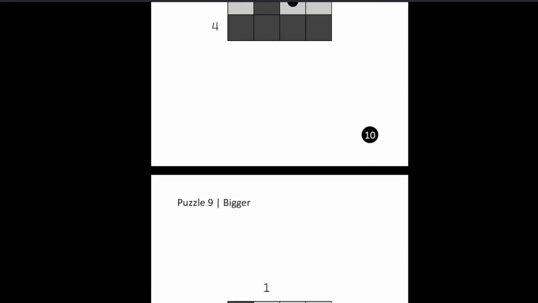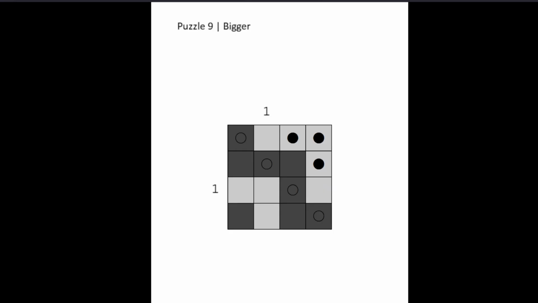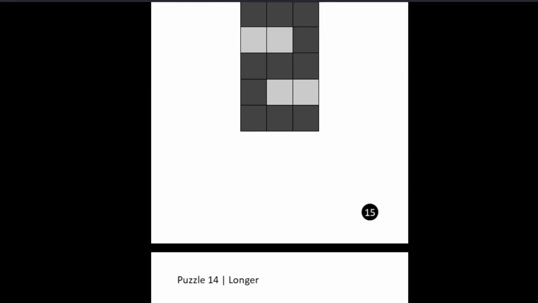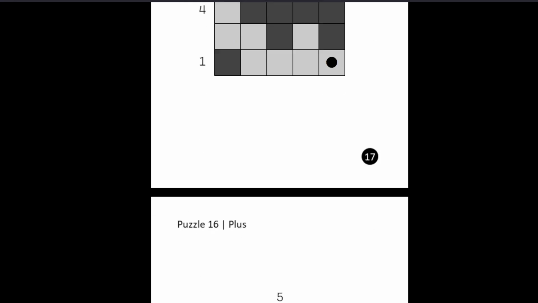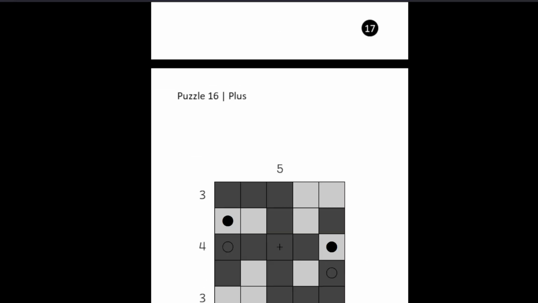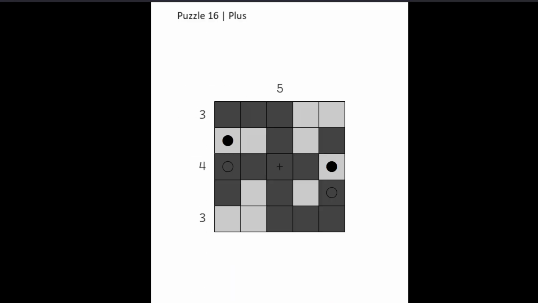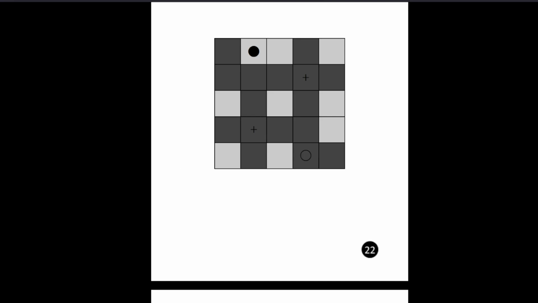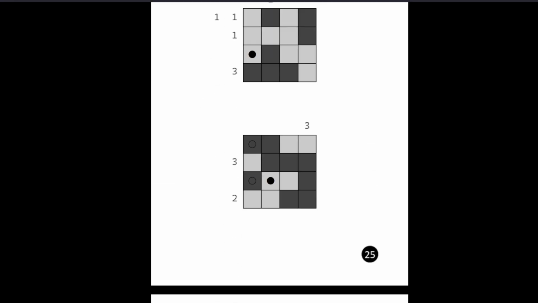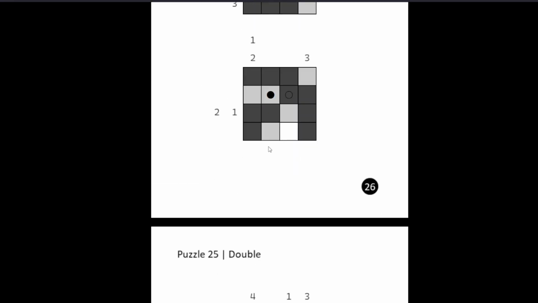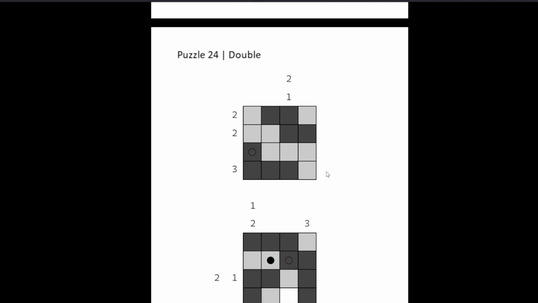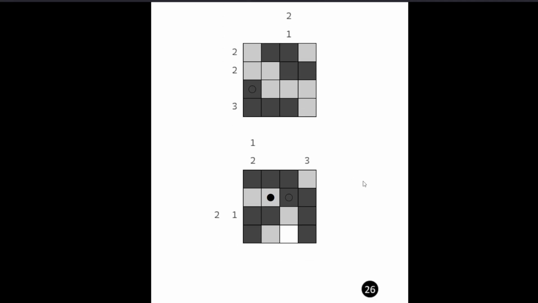Okay. All right. By the way, what are the sections? So we had basics, we had bigger, longer, and then plus, the plus sign, right? Okay. And then double. Yeah, double. Okay. All right, so we just have one mystery here, which is puzzle 24.